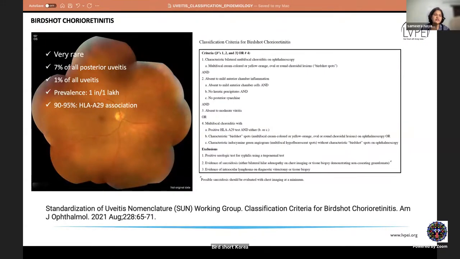Birdshot chorioretinitis is very rare. 7% of all posterior uveitis are actually birdshot chorioretinitis, and 1% of all uveitis; the prevalence is 1 in 1 lakh. There is a high HLA-A29 association with this entity. The disease-specific criteria are characteristic bilateral multifocal choroiditis on ophthalmoscopy. Those are actually birdshot spots, plus absent to mild anterior chamber inflammation, and no keratic precipitates, no posterior synechiae, plus absent to moderate vitritis. Or multifocal choroiditis with positive HLA-A29 test and characteristic birdshot spots in the posterior segment, or characteristic ICG finding specific for birdshot chorioretinitis.